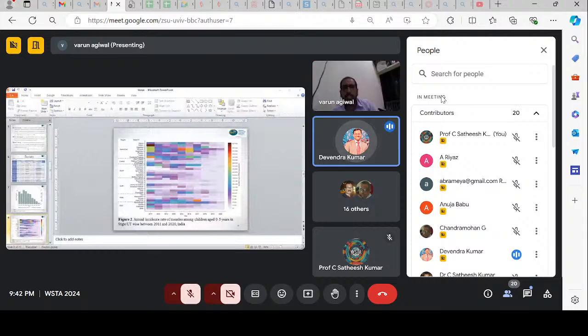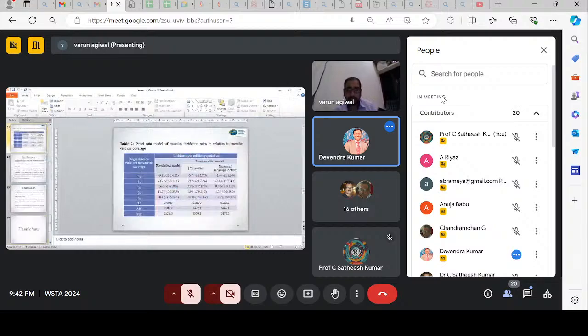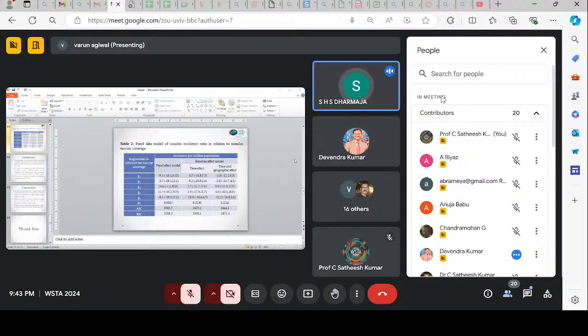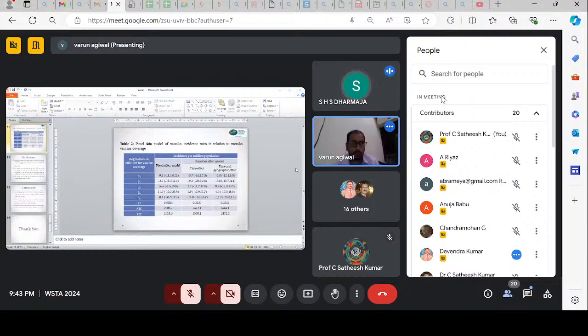Dr. Varun, please make the slideshow mode. It is okay. It is moving. Yes, the slide is moving, but not in slideshow mode. Maybe there is a problem in the slideshow mode.